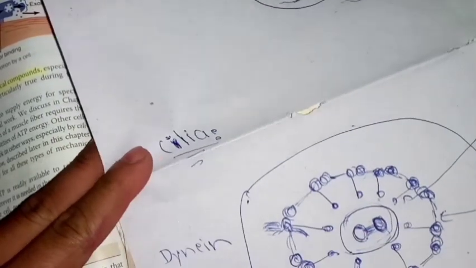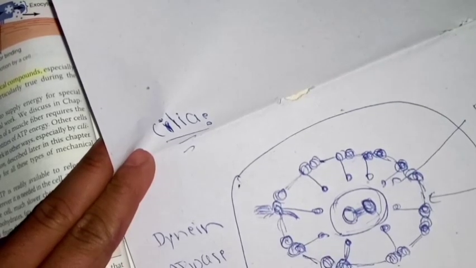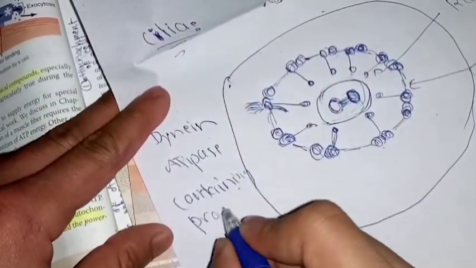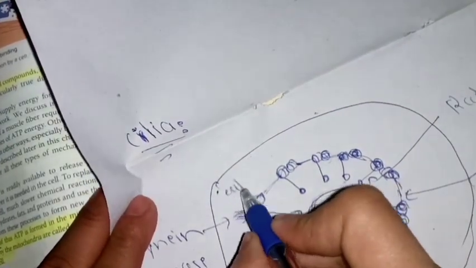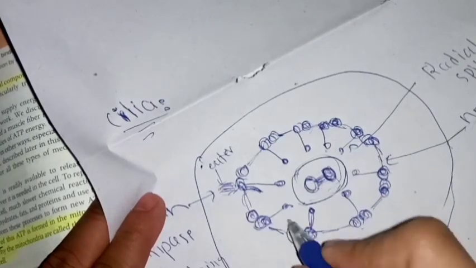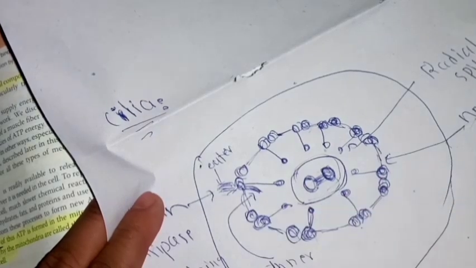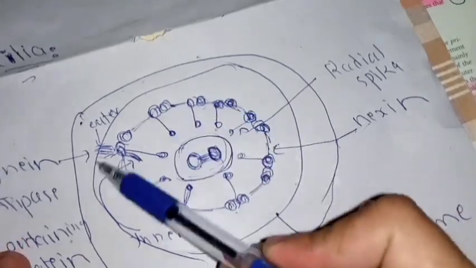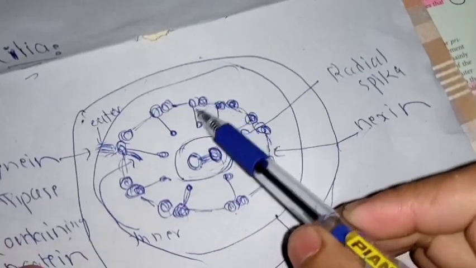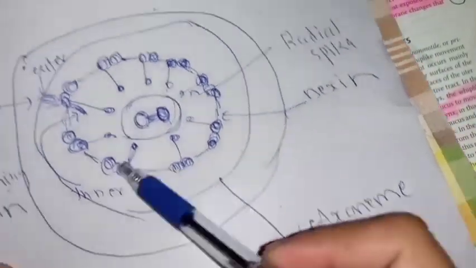Dynein is an ATPase containing protein. This is the outer dynein, and this is the inner dynein. Now it's done. This central tubule, which is surrounded by the 9 duplet tubules, and these adjacent proteins, the central sheet, the radial spike, the dynein, this overall structure is called the axoneme.